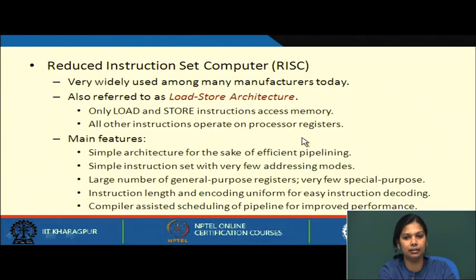Once the data are available, then you have to execute it, and in all execution you will have registers only. The main feature is that the architecture is very simple for the sake of an efficient pipeline. I already discussed pipeline very briefly, and it will be discussed in more detail later, but we must know that this is one of the main motivations of RISC: the RISC architecture is simple for the sake of pipeline, because through pipeline we have seen that we will get some advantage in instruction execution time.